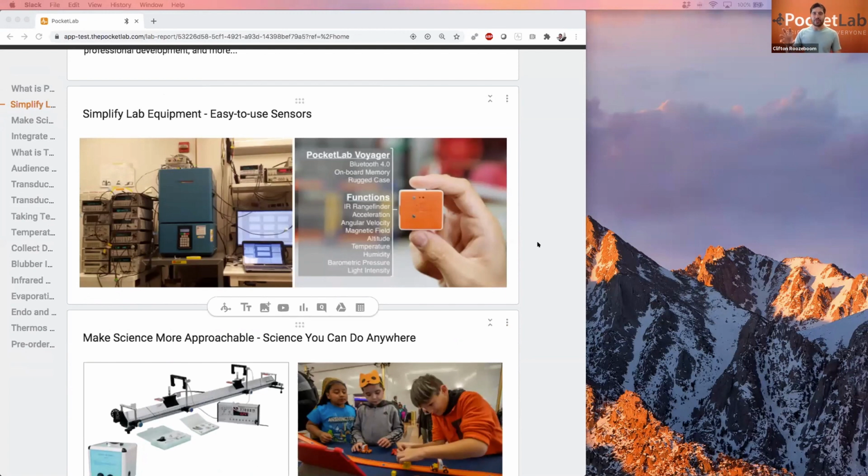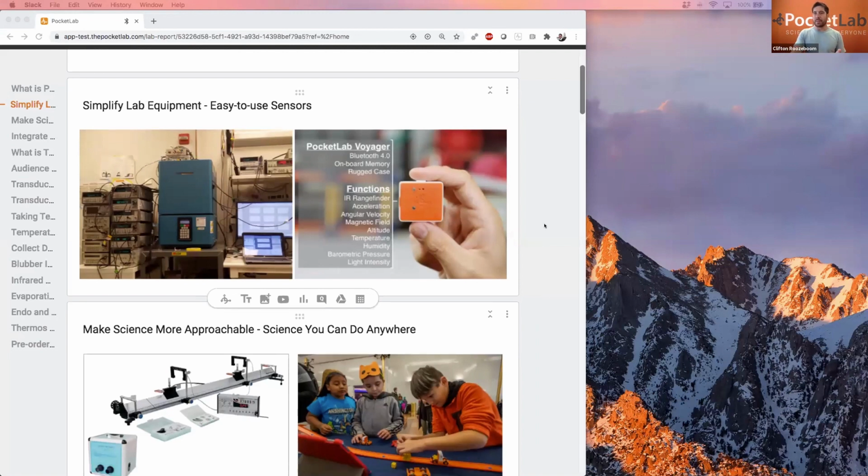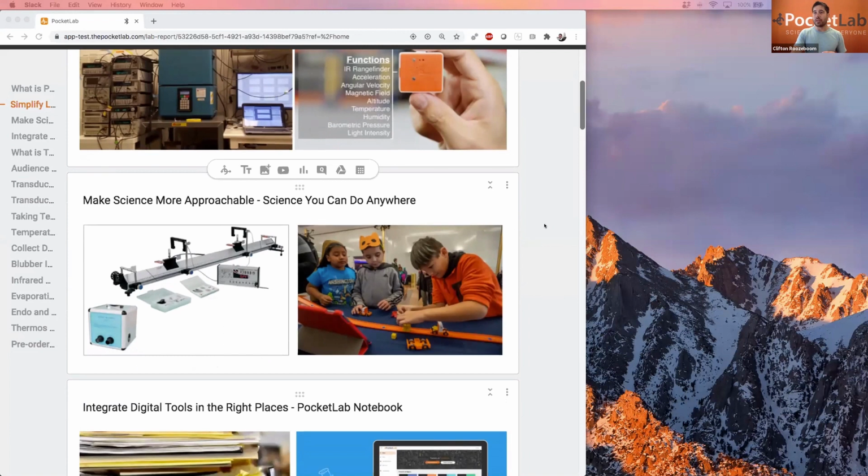The genesis for PocketLab was this lab setup here on the left. This was my PhD, using all this equipment to measure things like motion and temperature and humidity and chemicals in the air. This is all the equipment that I needed to do my experiment. Compare that to a PocketLab Voyager, which is in my hand. We've miniaturized most of that equipment and made it easy for you to go out and explore the world. So simplifying lab equipment is maybe job one.